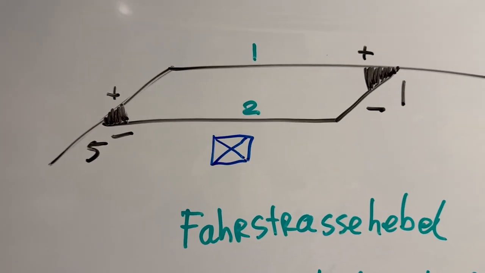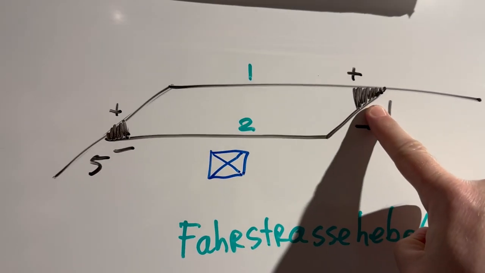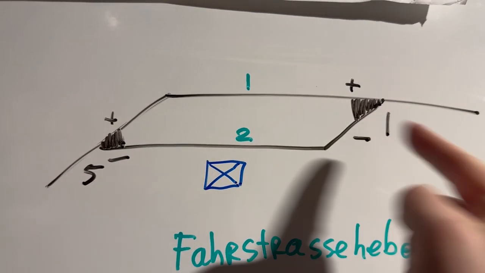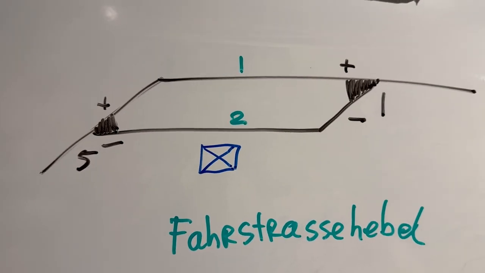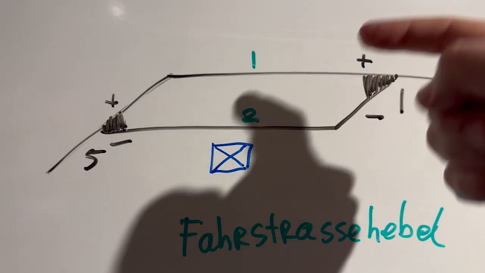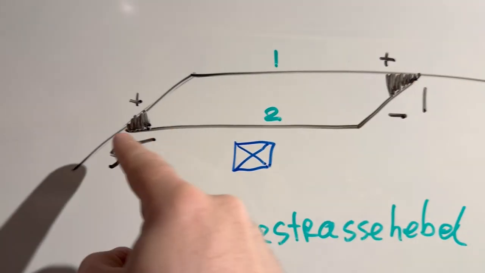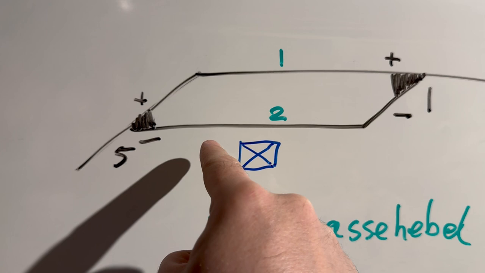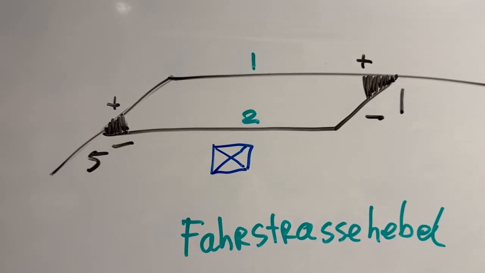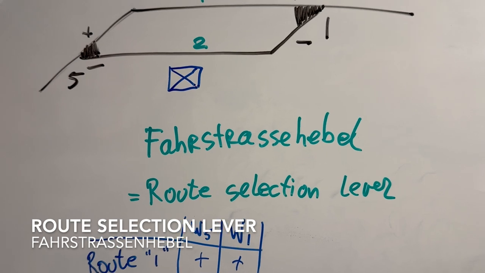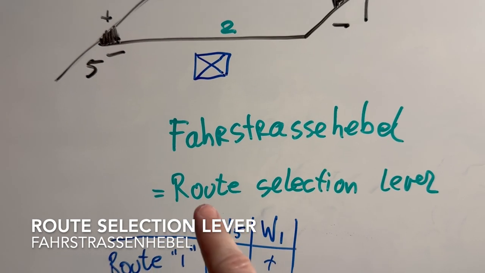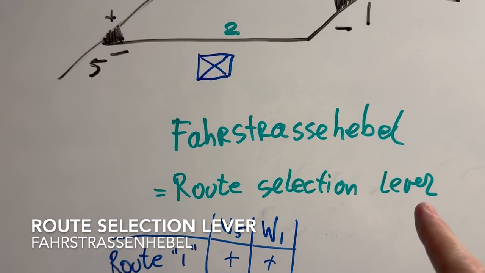Of course, you do not want the switch to be thrown when the train is still passing over it. And you don't want to make the mistake of having this switch in the straight-on position and that one in the other direction, because that just doesn't fit. For that you have the Fahrstrassenhebel, or the route selection lever.